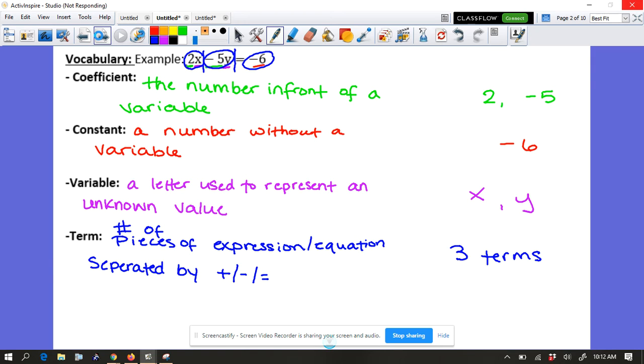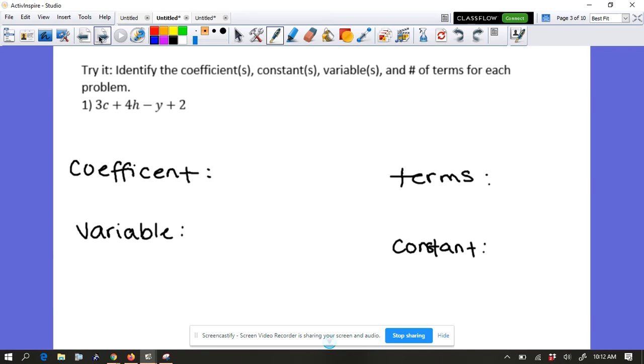So while it's loading, you are going to try this one on your own. All right, so let's start with variable. Variable, remember, are the letters. So we have C, we have H, and we also have a Y.